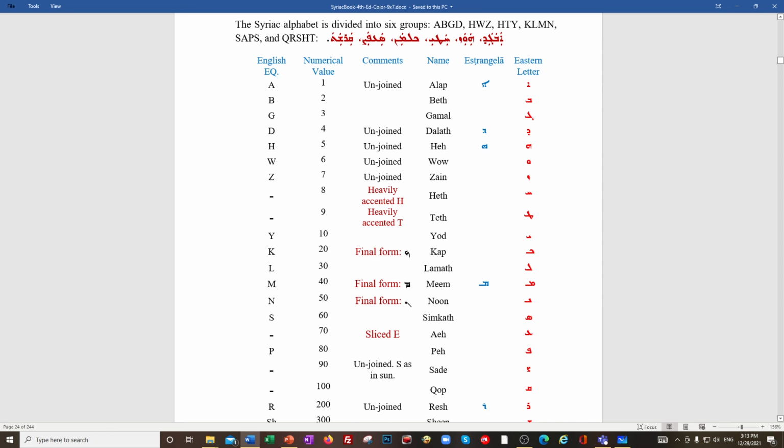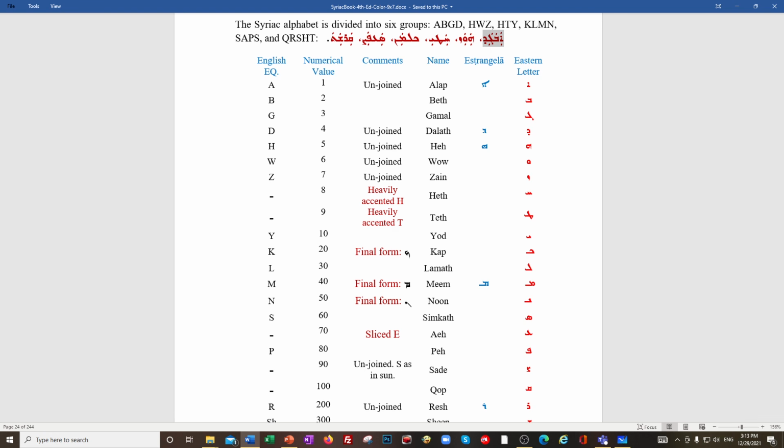The Syriac alphabet has 22 letters, and these letters are divided into 6 groups to make them easy to memorize. And these groups, I have them here in English. This is my best pronunciation or spelling for the Syriac language. But I'm going to read those for you, and you can write it again if you see that it is not matching in English.